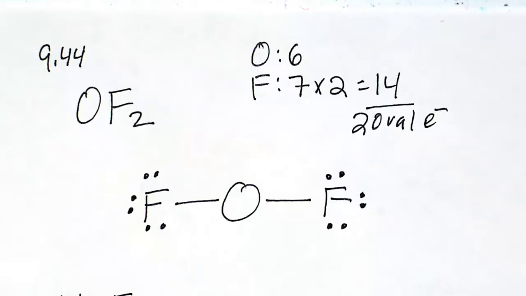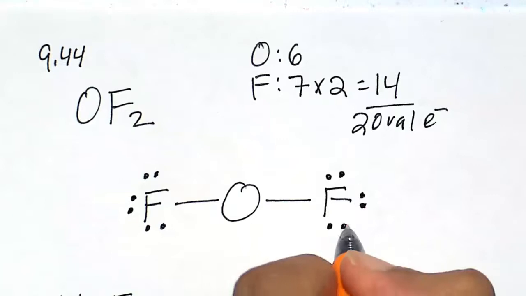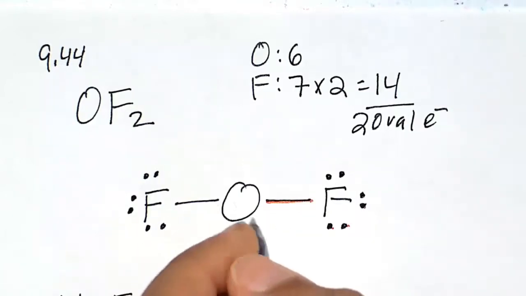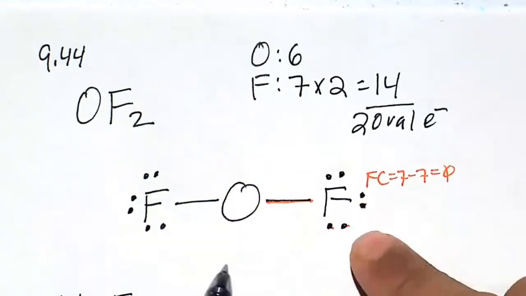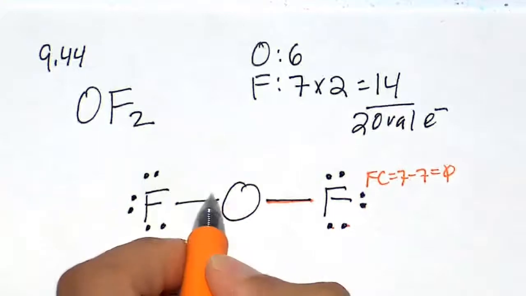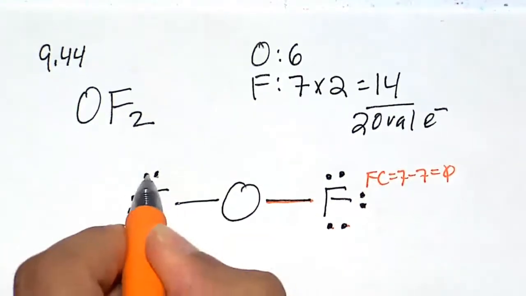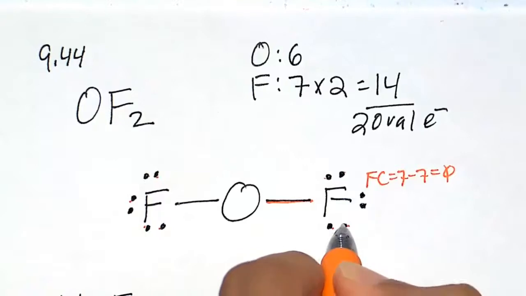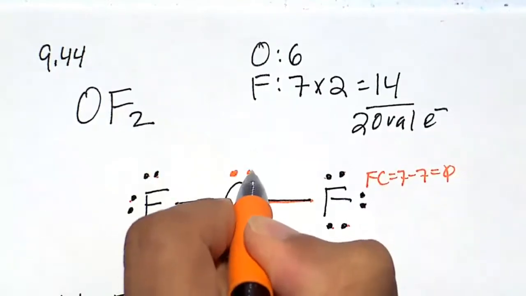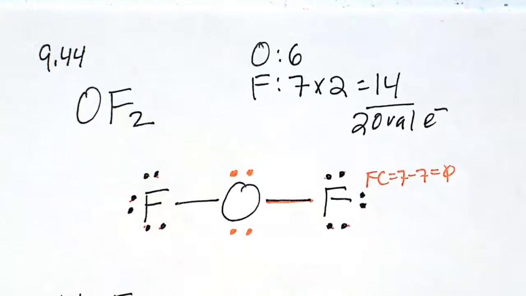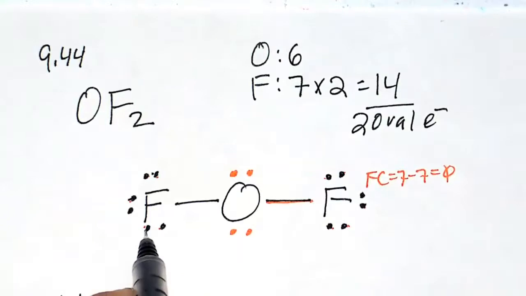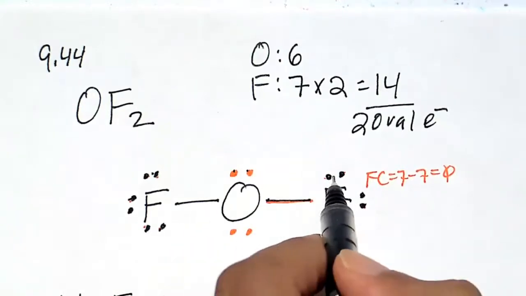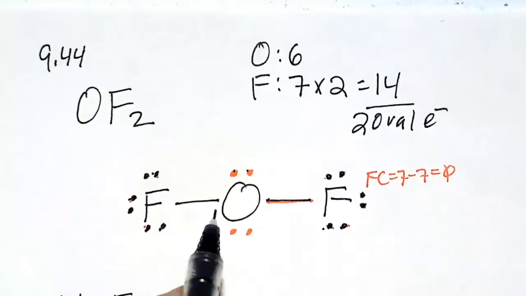The reason why I did it like this is because of formal charge considerations. Counting the electrons on fluorine: 1, 2, 3, 4, 5, 6, 7. Fluorine is happy at 7. 7 minus 7 is 0, so this has a formal charge of 0, and that one will have a formal charge of 0. Just to verify, we have 20 valence electrons: 1, 2, 3, 4, 5, 6, 7, 8, 9, 10, 11, 12, 13, 14, 15, 16, 17, 18, 19, 20.